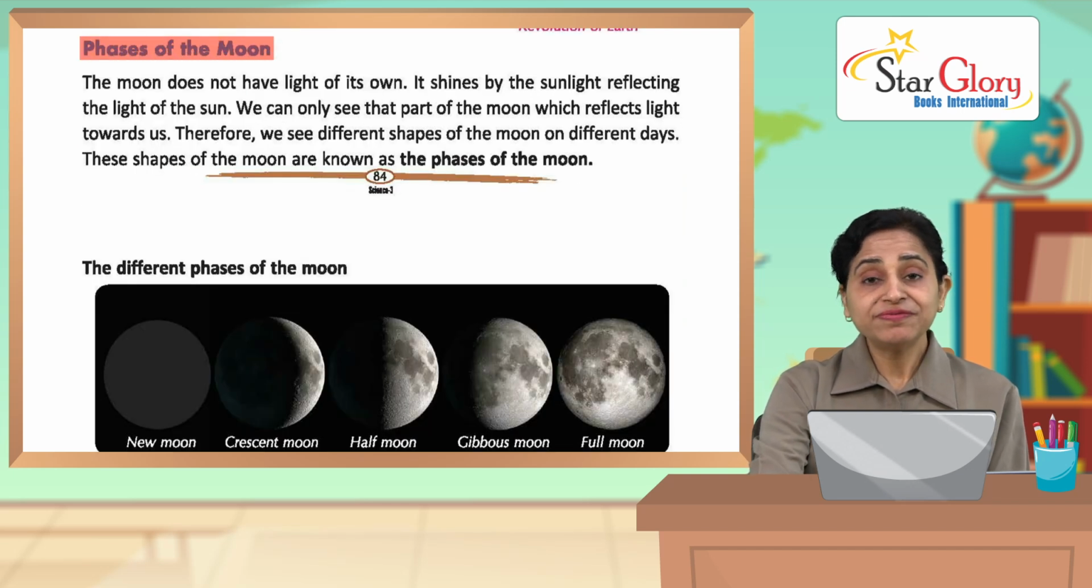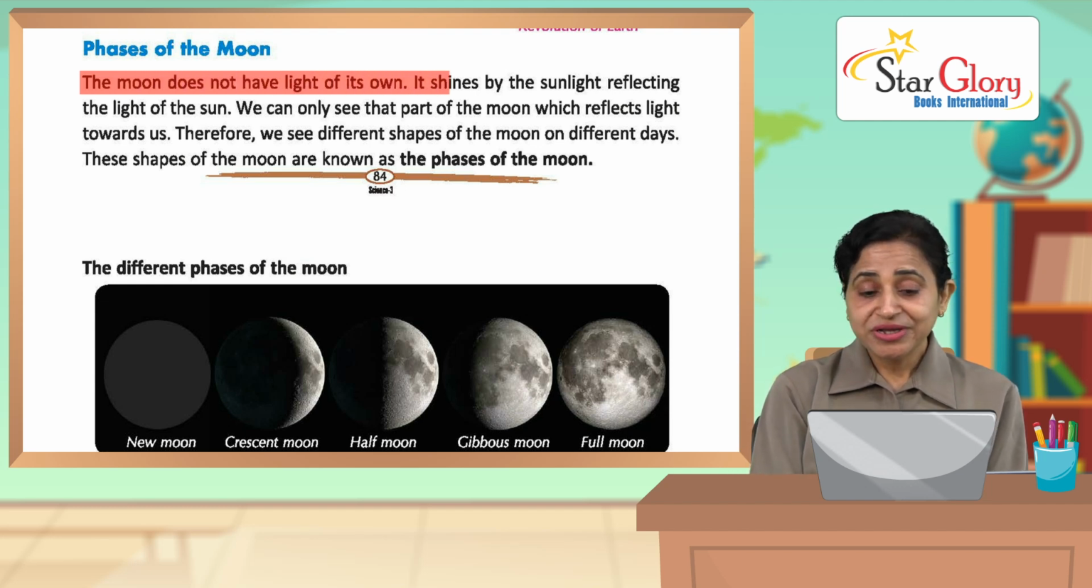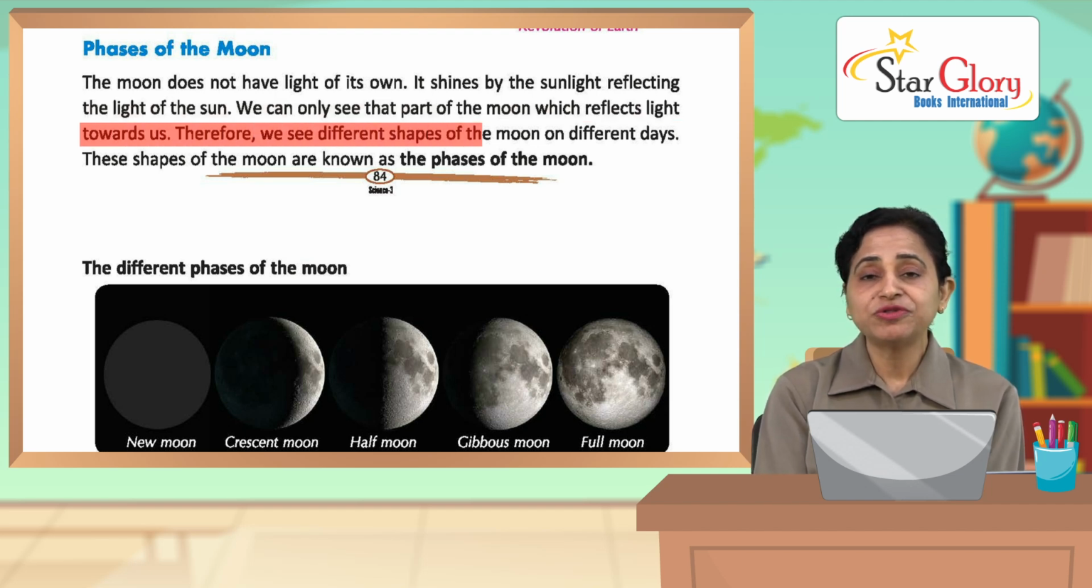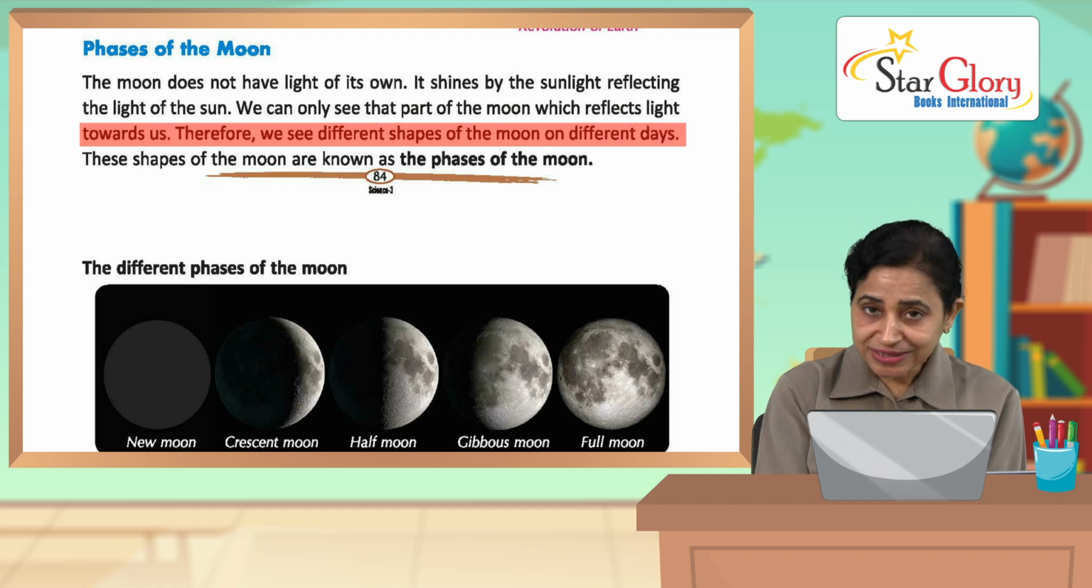Phases of moon. अब moon के phases भी होते हैं. कौन से? The moon does not have light of its own. It shines by the sunlight, reflecting the light of the sun. We can only see that part of the moon which reflects light towards us. Therefore, we see different shapes of the moon on different days.